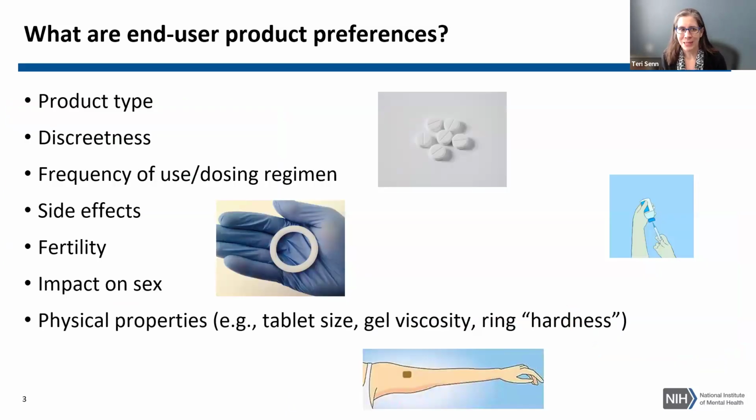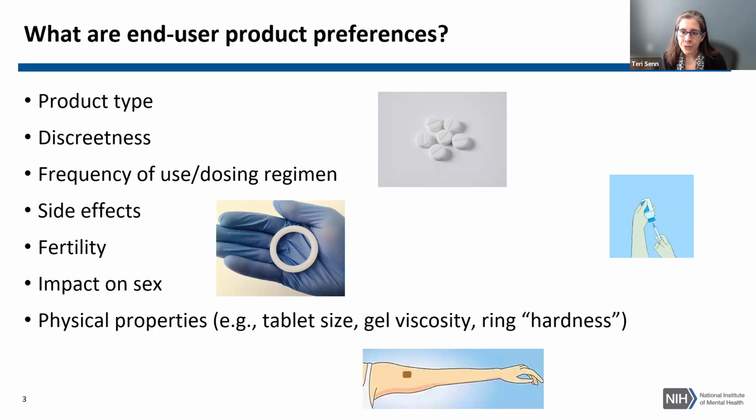What are end user product preferences? What do we mean when we talk about this? Well, a big one is product type. So we could talk about rings or pills or injections or patches or implants or gels or films. But beyond product type, no matter what the type of product is, there are attributes that might be seen as important. And this can include things like whether or not the product can be used discreetly without other people knowing. The frequency of use or the dosing regimen. Is it used daily, monthly, only before sex? The side effects, the impact on fertility, as well as potentially the length of time to return to fertility after stopping the product, and the impact on sex or on the vaginal environment.